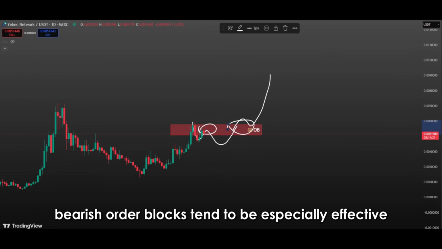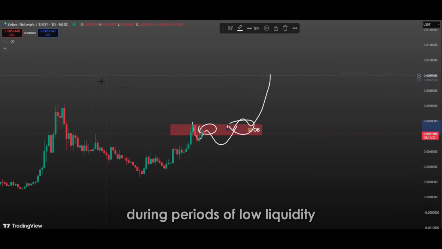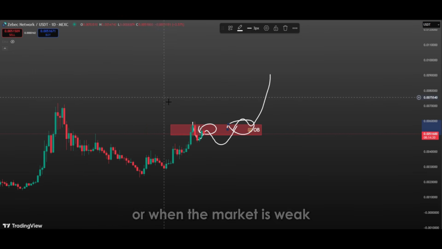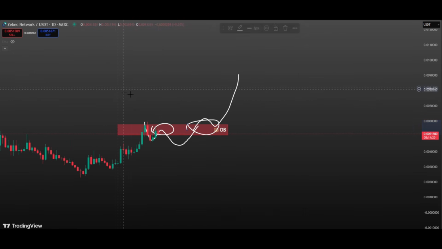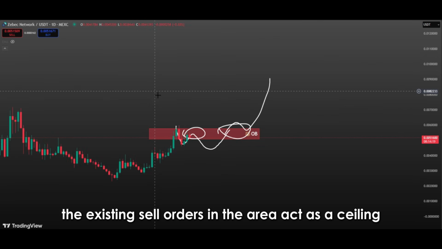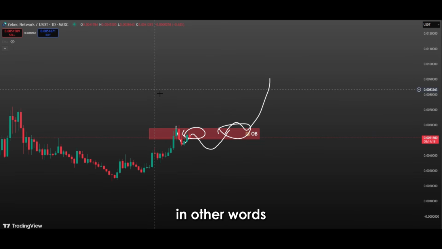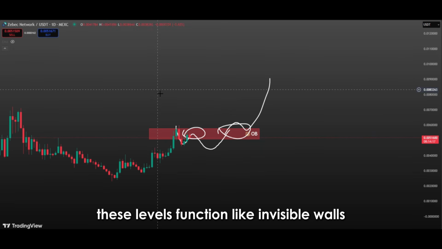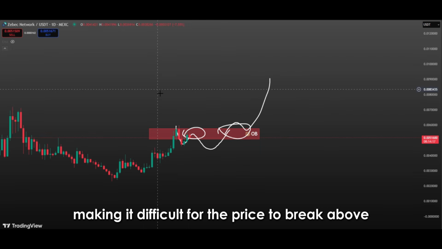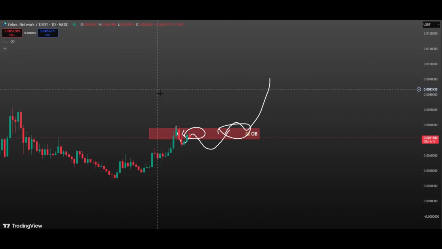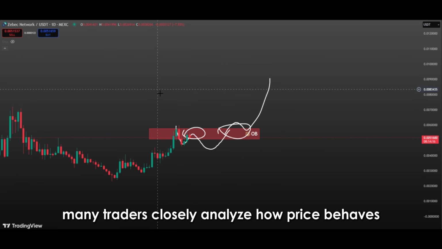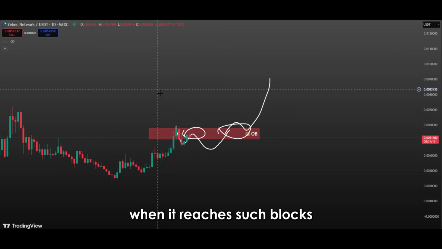Bearish order blocks tend to be especially effective during periods of low liquidity or when the market is weak. In these scenarios, the existing sell orders in the area act as a ceiling, preventing the price from moving higher. In other words, these levels function like invisible walls, making it difficult for the price to break above. Many traders closely analyze how price behaves when it reaches such blocks.